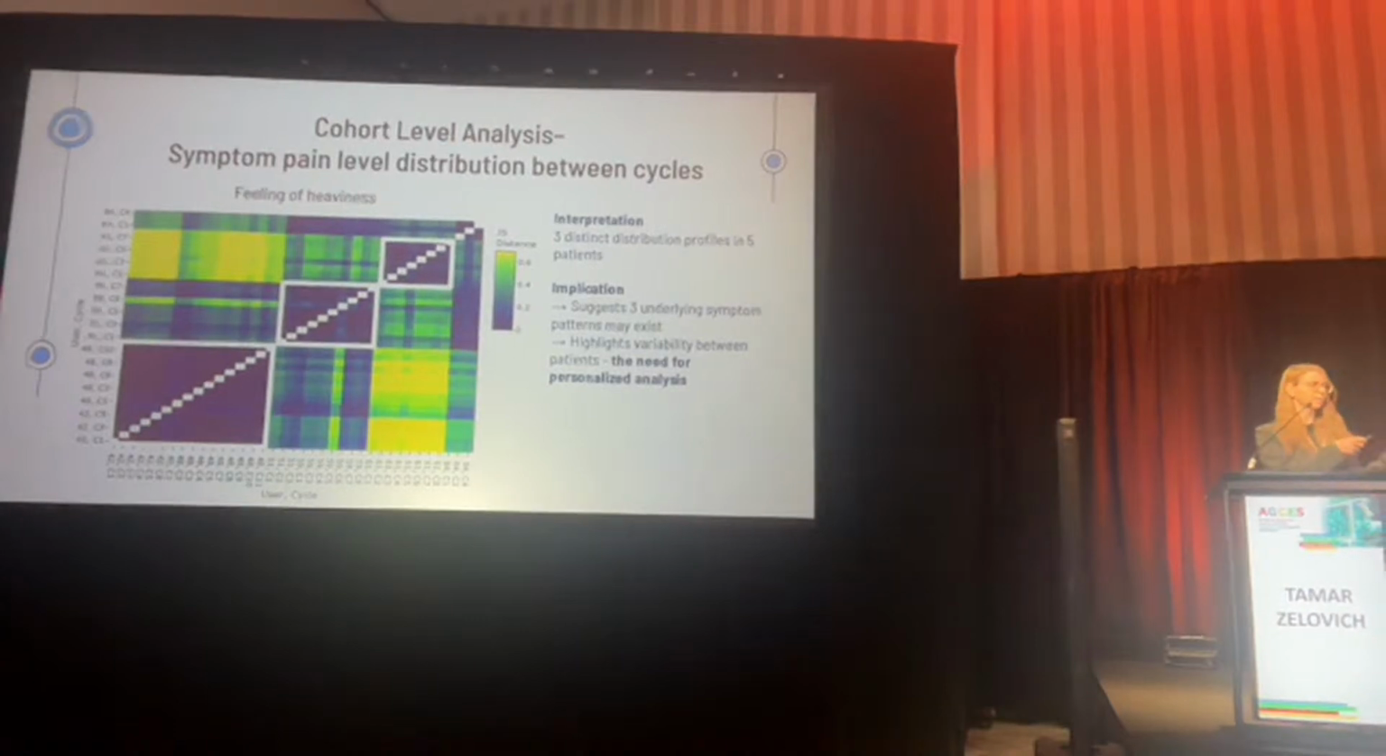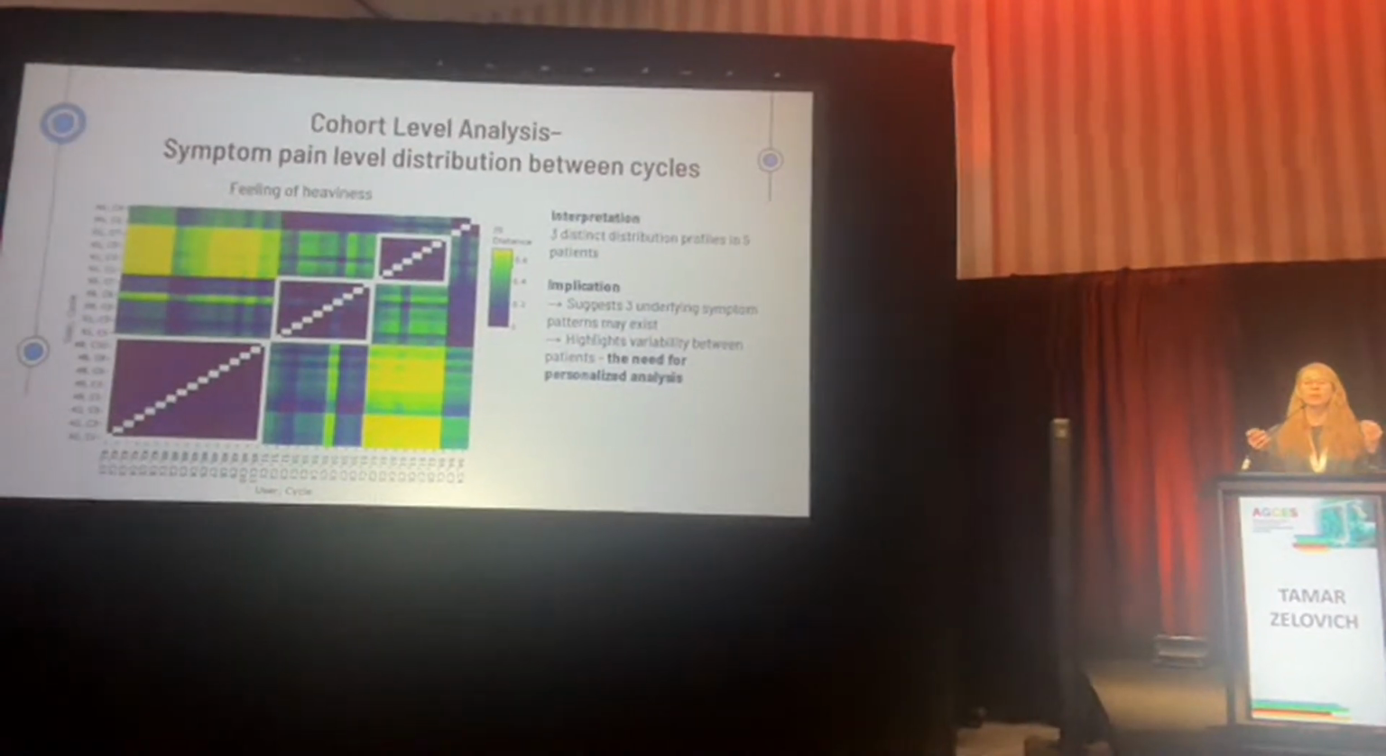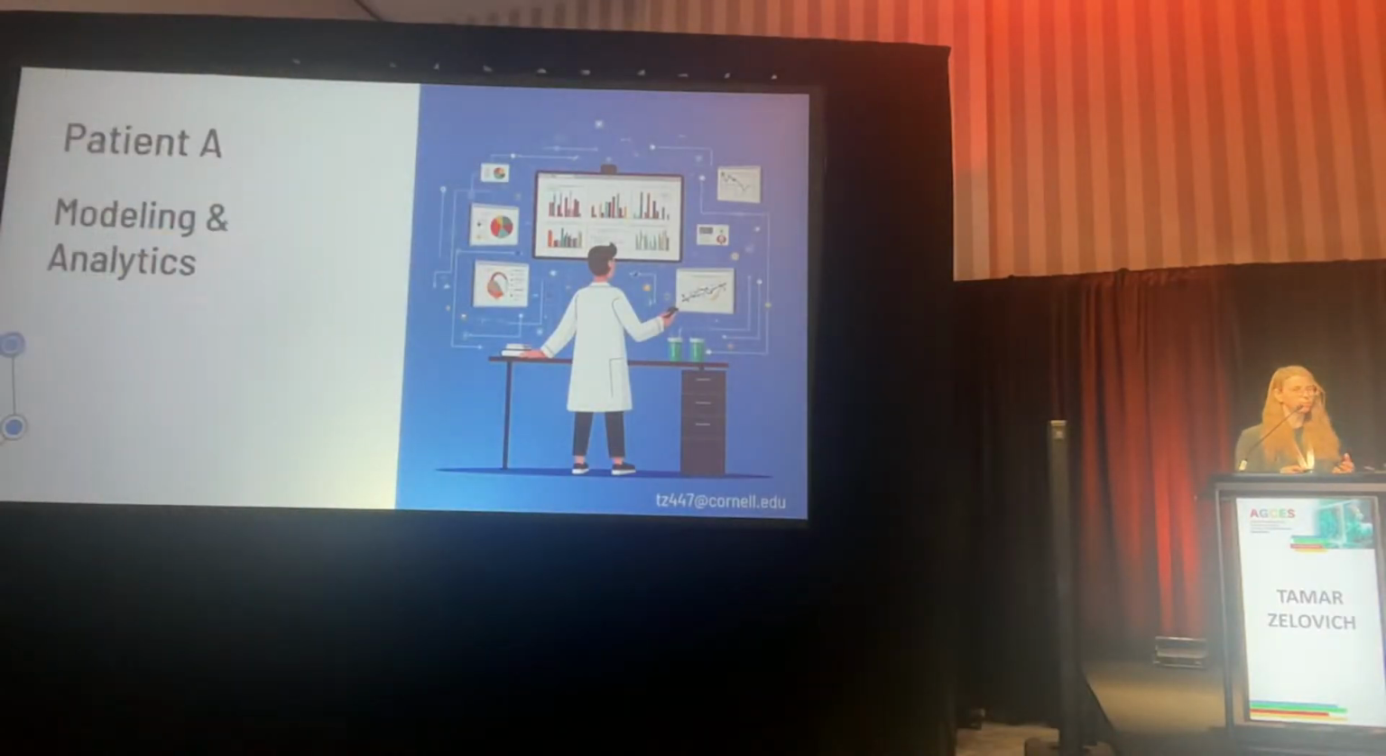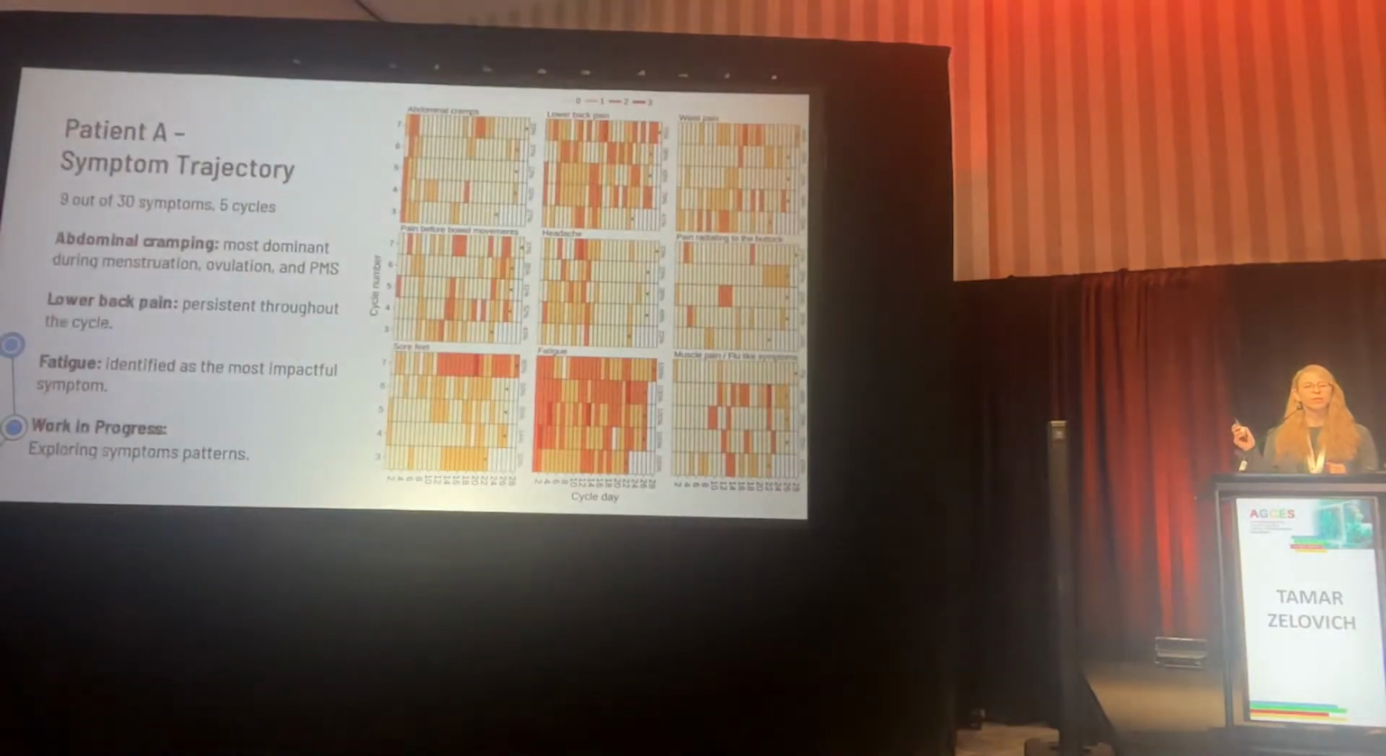Same patient with 3 patterns from 5 patients, and it means that we need to look into the personalized data, need personalized analysis. This is why we started looking at each patient separately, and here we have the data for patient A. So here we have 9 out of 30 symptoms. This patient monitored 5 cycles for each symptom.